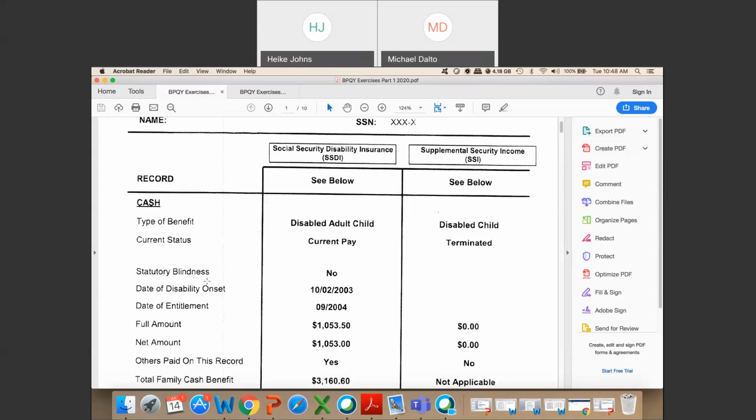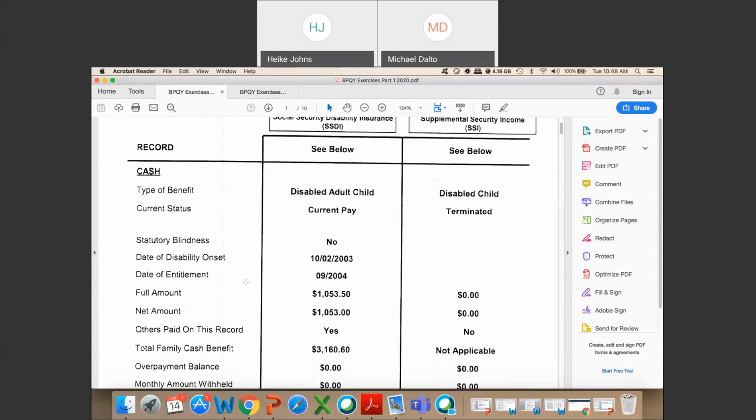Next down is statutory blindness. And under disabled adult child, it says no. So this person is not blind. The date of disability onset is October 2003. You're not seeing a date of disability onset for the SSI benefit. That benefit's been terminated, so that won't be relevant. So we're looking now at a BPQY for somebody who's currently receiving the disabled adult child or childhood disability benefit. Used to get SSI, but it was terminated.